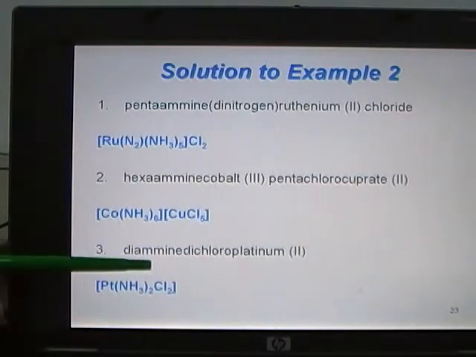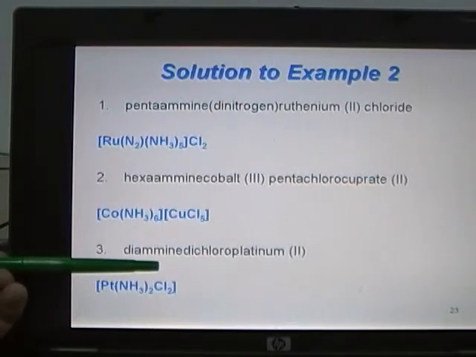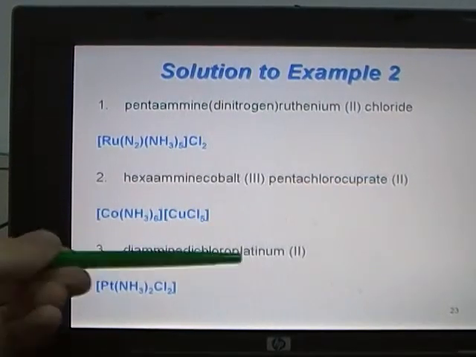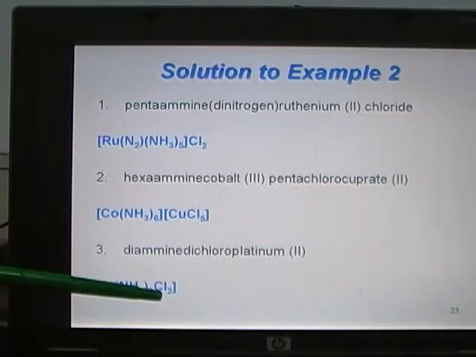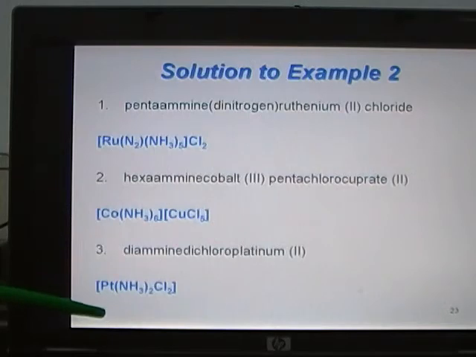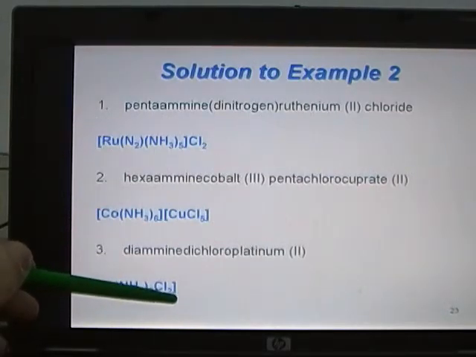The third example is diamminedichloroplatinum(II). Platinum is the metal, Pt. It has two amine groups, so NH3, 2, and two chloro groups, Cl2, and it's a neutral compound. So it is Pt(NH3)2Cl2.